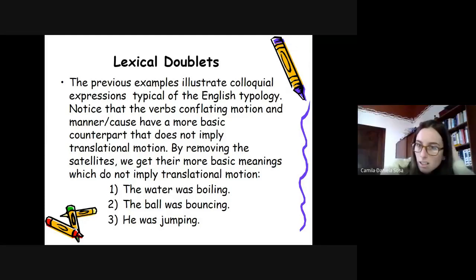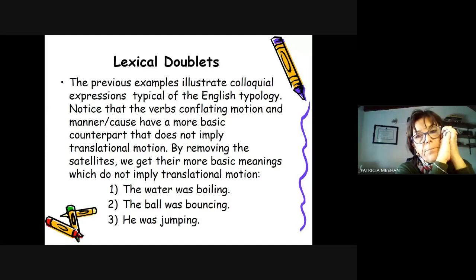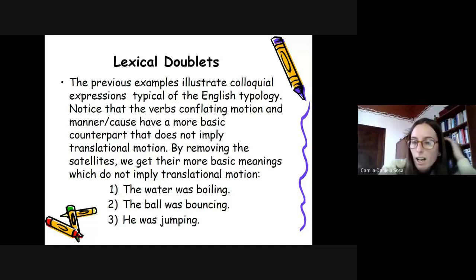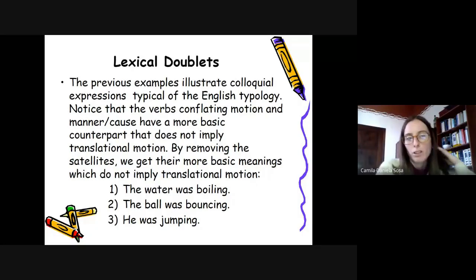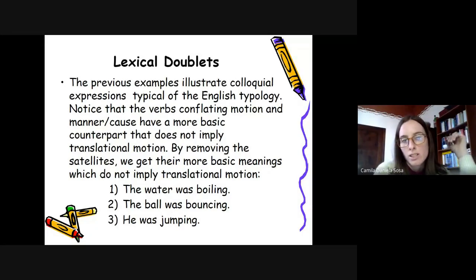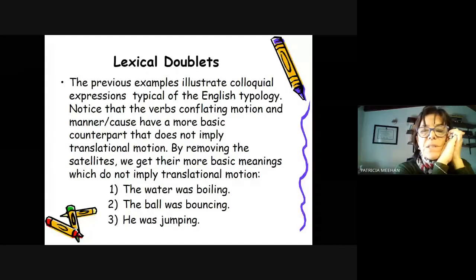Sorry, I have a question. Sí, Camila. Decime. Are there any verbs that conflate the meanings of motion, cause, and manner at the same time? The 3 meanings? Sí, debe haber.